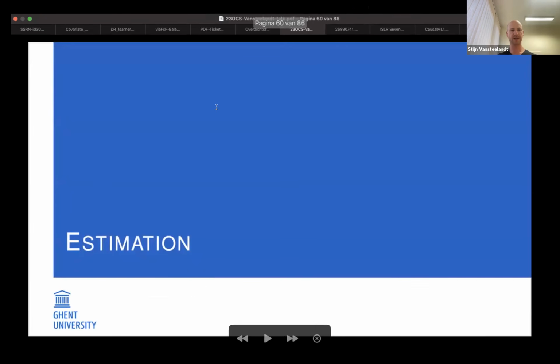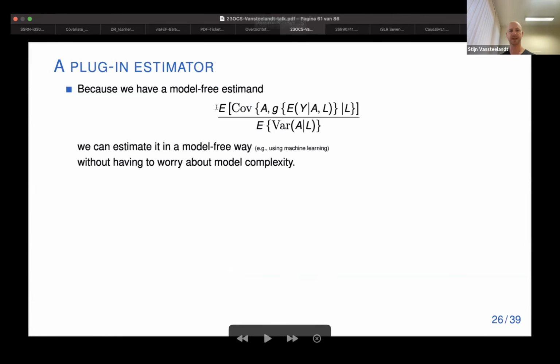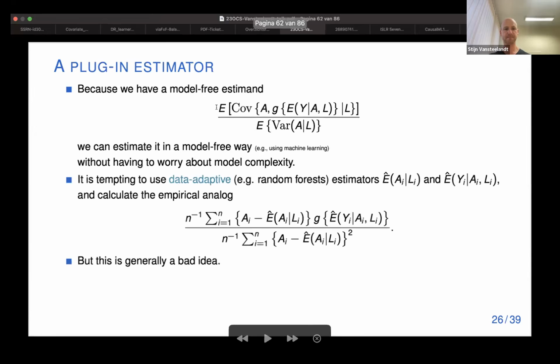All right, well, let me give you an impression of how estimation works. We have a model-free estimand, and the good news is that we can then estimate it also in a model-free way, without tying ourselves to a more parametric model like the generalized partially linear model that I started with. We don't have to worry about model complexity.